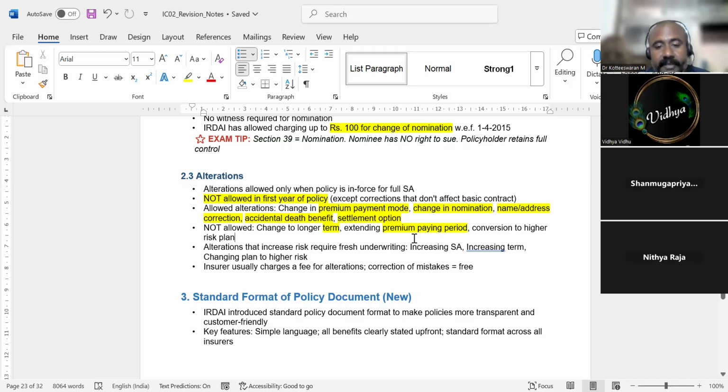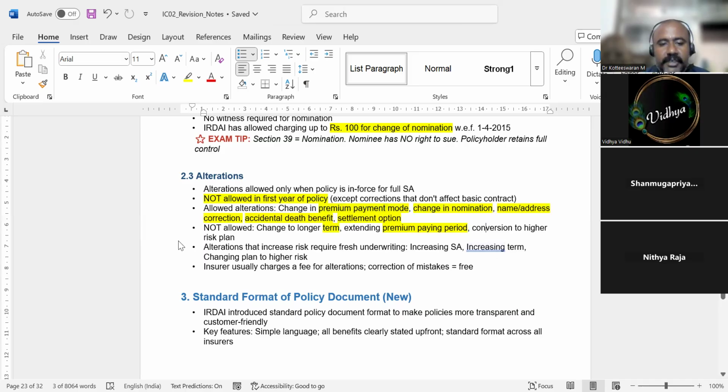There is a difference between premium paying period and premium paying mode. Premium paying mode is different: monthly mode, quarterly mode, half-yearly mode, annual mode. Premium paying period is different: 10 years, 15 years, 20 years. You need to know the difference. They will ask this question.